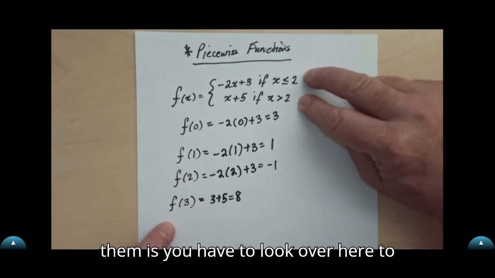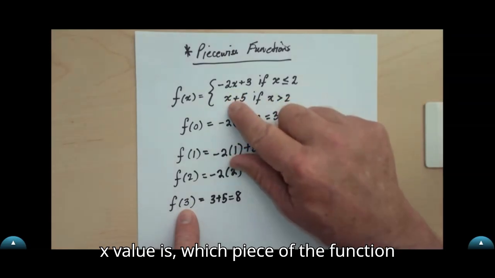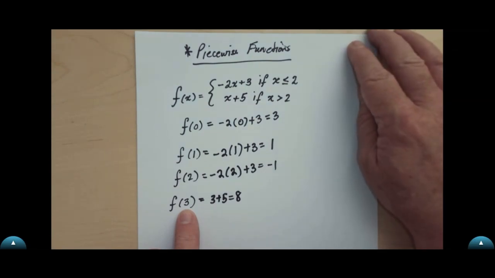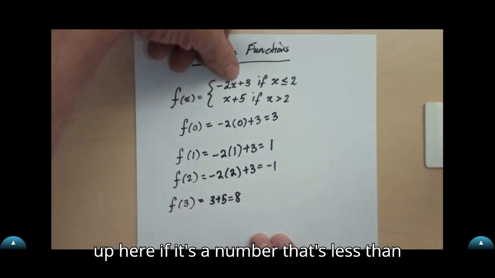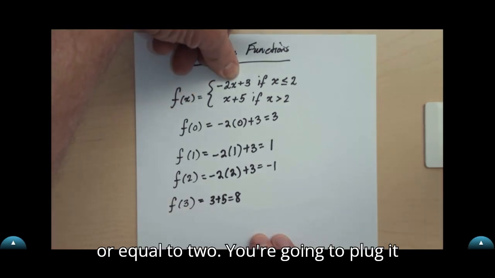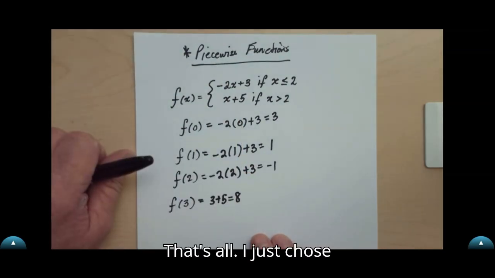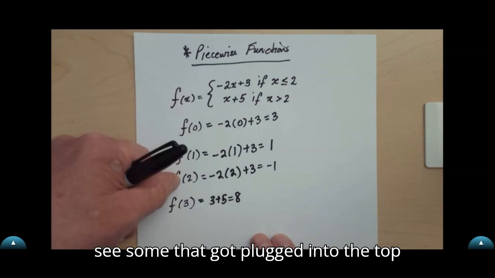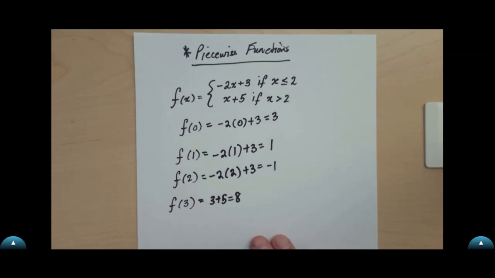You have to look over here to see, based on what your x value is, which piece of the function you plug it into to get your value. Y'all see that? Are you just using any number? I'm saying whatever number you do plug in, if it's a number that's less than or equal to 2, you're going to plug it in up here, and down here if it's greater than 2. That's all. I just chose these values because I wanted us to see some that got plugged into the top piece and some that got plugged into the bottom piece.